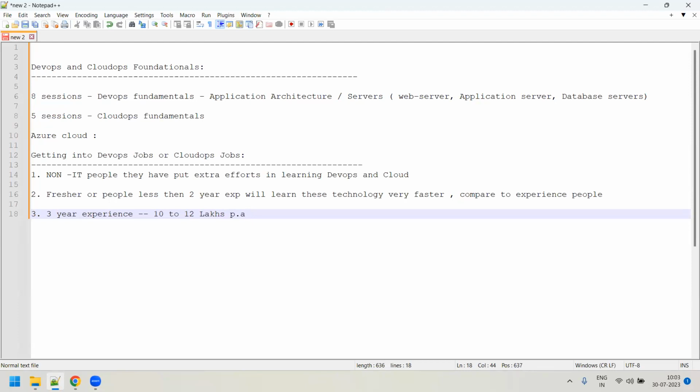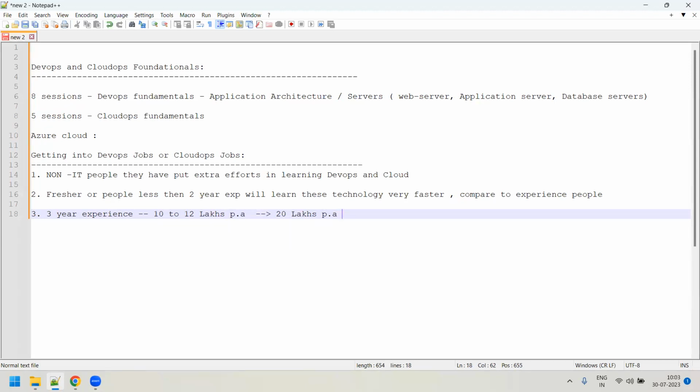A 10 to 12 lakhs package is like a peanut for them. Even up to a 20 lakhs package has become very common. It means they can easily give this kind of package to people who have 3 or 4 years of experience. It could be fake experience or original experience, or they're already working, but they're ready to give it.